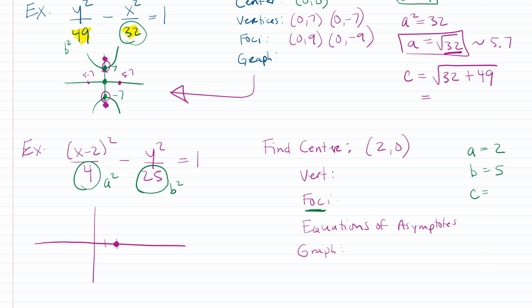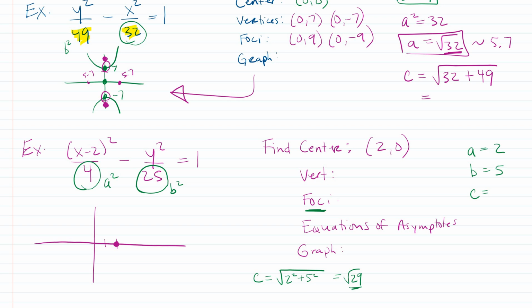To get that c value, c is equal to the square root of 2 squared plus 5 squared, which will always just be those numbers. So that's the square root of 29. I'm just going to leave it like that. Okay, we'll come back to that in just a minute.